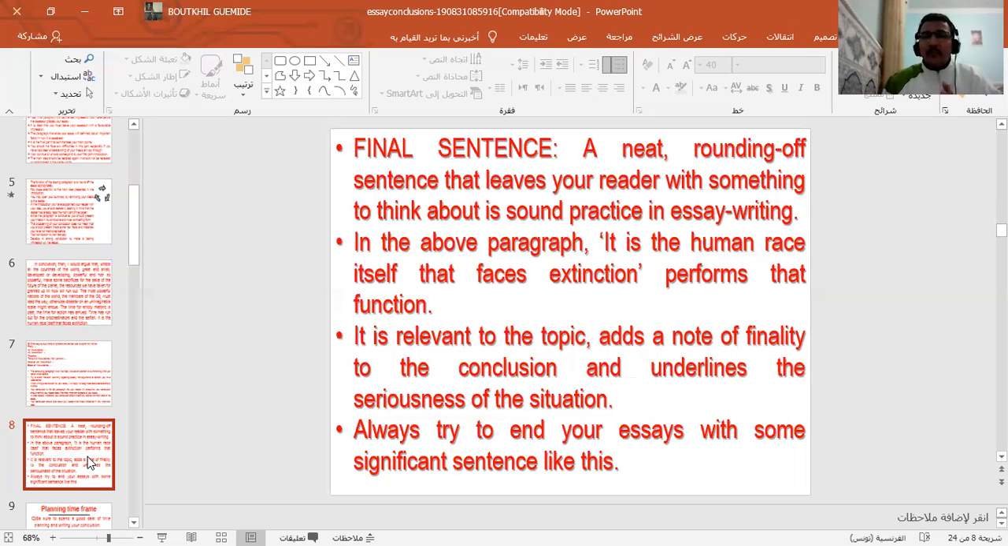It is the final sentence which has the role of, let's say, convincing the reader of what you have written. So you should write it in a way that it leaves a strong impression on the reader's mind. So in the previous essay conclusion, the sentence, it is the human race itself that faces extinction, really performs this function or this role. All right.